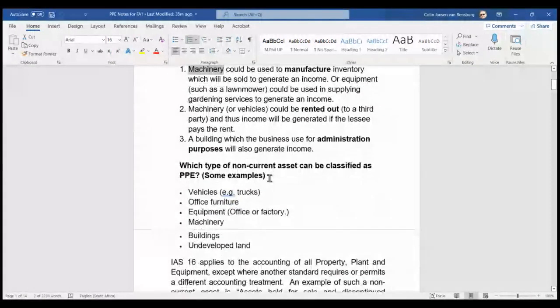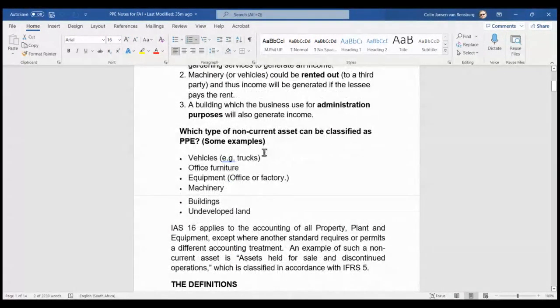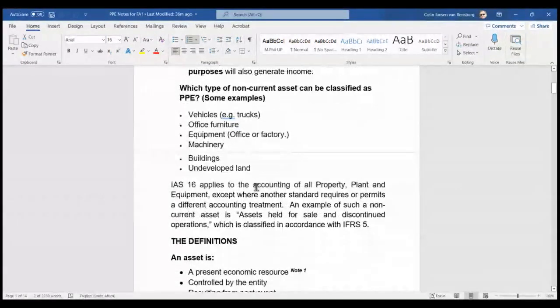Right. A lot of you also mentioned buildings there and computer equipment. That is for administration purposes, right? So here we're just mentioning a few examples. It's obviously not a complete list. There could be other examples: vehicles, office furniture, equipment, either office equipment or factory equipment, machinery, buildings, land, either developed land or investment property, and so forth, right? So those are just a few examples, ladies and gentlemen.